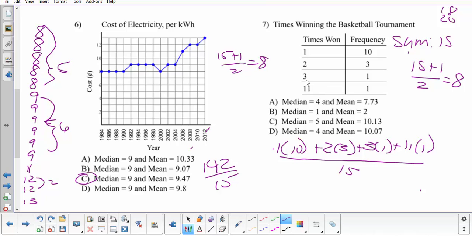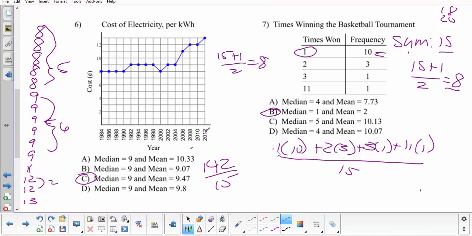In order to find our median, if we add these together, 10, 3, 1, and 1, we get a sum of 15. 15 plus 1 divided by 2 is 8, so we're looking for our 8th piece of data. The times 1 is already in order, so the frequency of 10 really means that if we were to list them out, we would list out 10 ones. So it means the 8th number is a 1. So our median is 1. So really, we don't have to do anything because they didn't give us any other choices with 1.